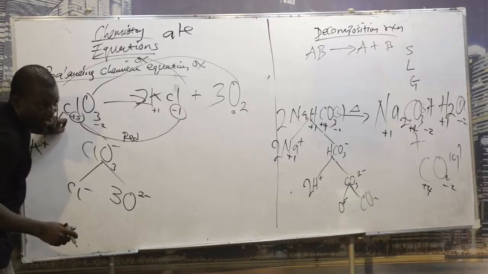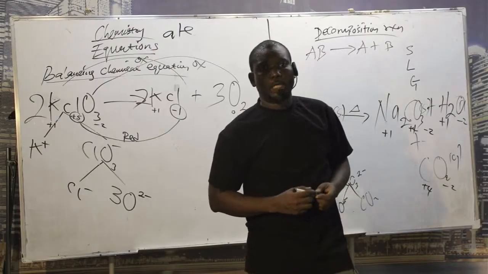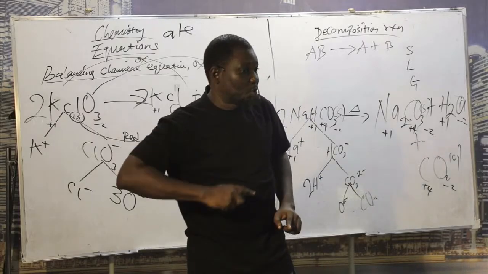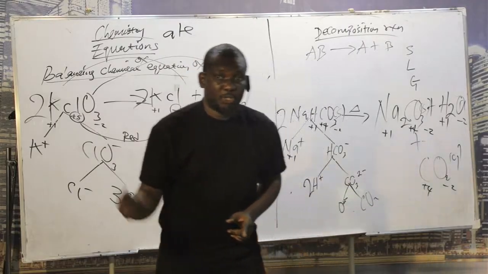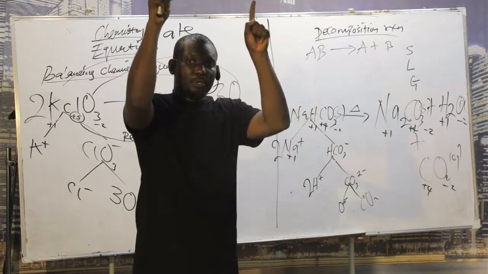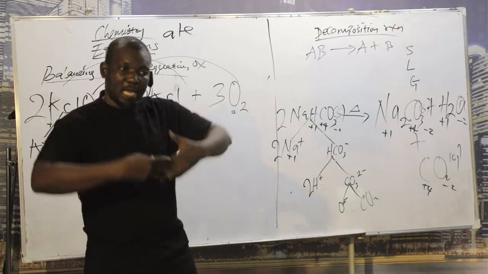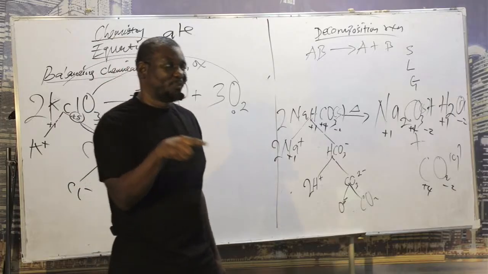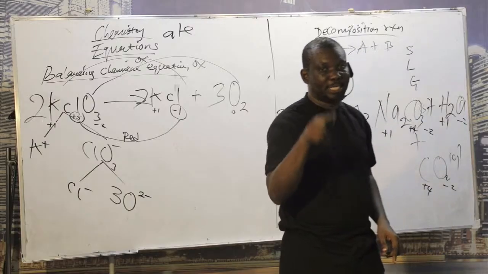So where this decomposition is redox, the earlier one is not redox. One cannot say that all decomposition reactions are redox, but you can say some decomposition reactions are redox. Just like we say all addition reactions are redox, we cannot do so in decomposition. Some decomposition reactions are redox while some are not. Are you with me? It is now your duty to identify the decomposition reactions that are redox and those that are not redox.